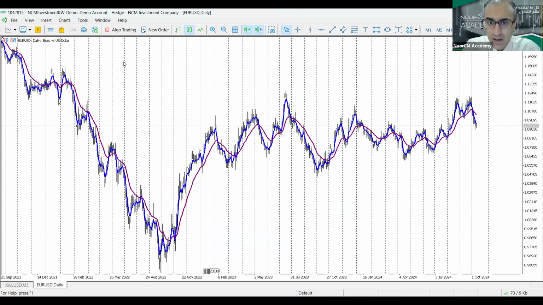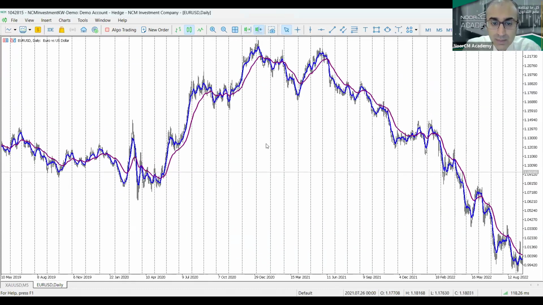I'll disable the auto scroll. Here's the auto scroll button. This allows me to scroll the chart backwards. So I disabled it. Now the rules are very simple and very easy. Like I mentioned, this is a strategy that's used for trend trading.